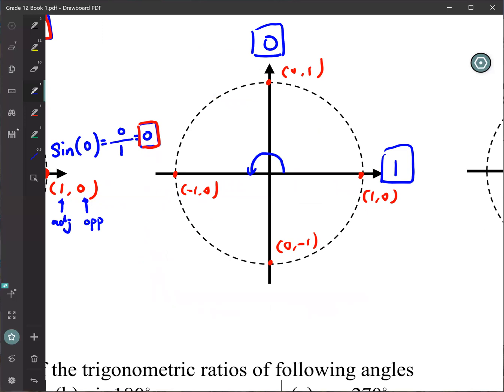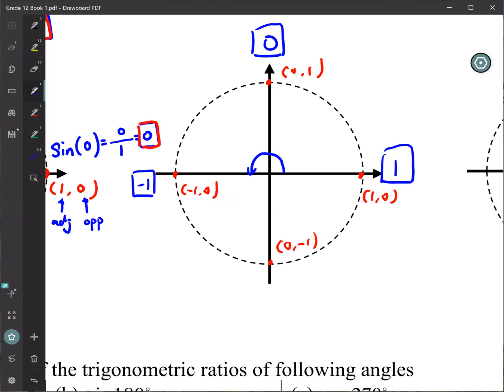Cosine is which side over which side? Cosine is the adjacent over the hypotenuse. Yeah, adjacent over hypotenuse. And adjacent is the x or the y, which one? The adjacent is the x. Okay, so what's the x here? -1. Yeah, so it will be -1 over hypotenuse. What's the hypotenuse? 1. Yes, so what's -1 over 1? -1. Yeah, okay, so that's how you get the ratio if it stops on the axis.